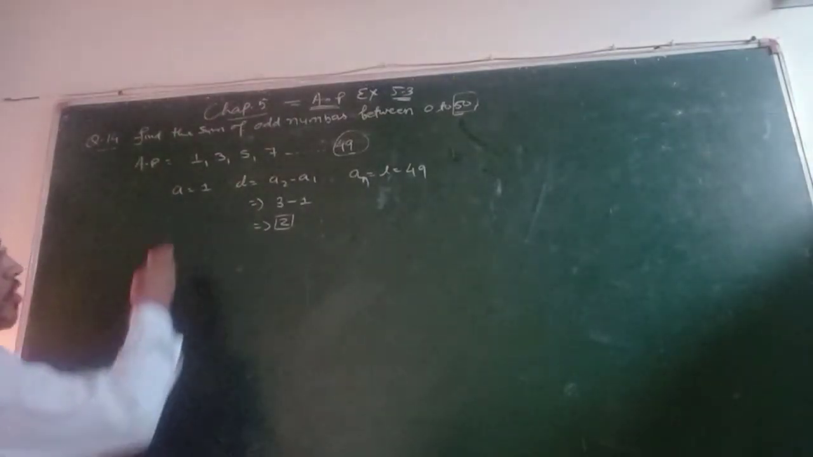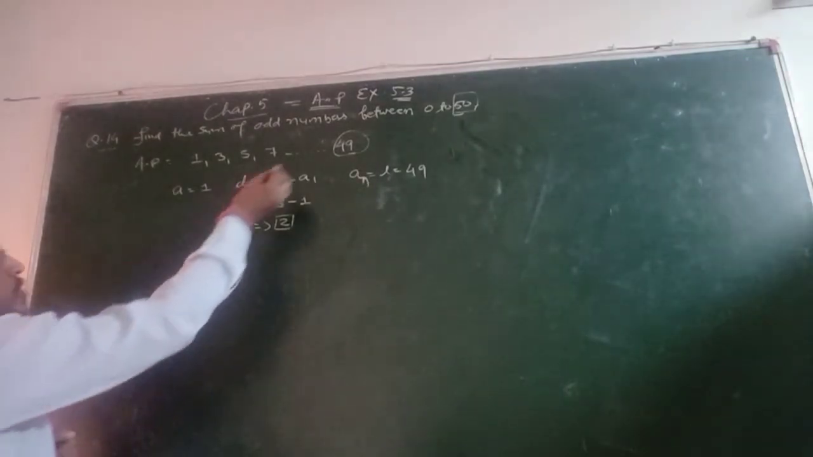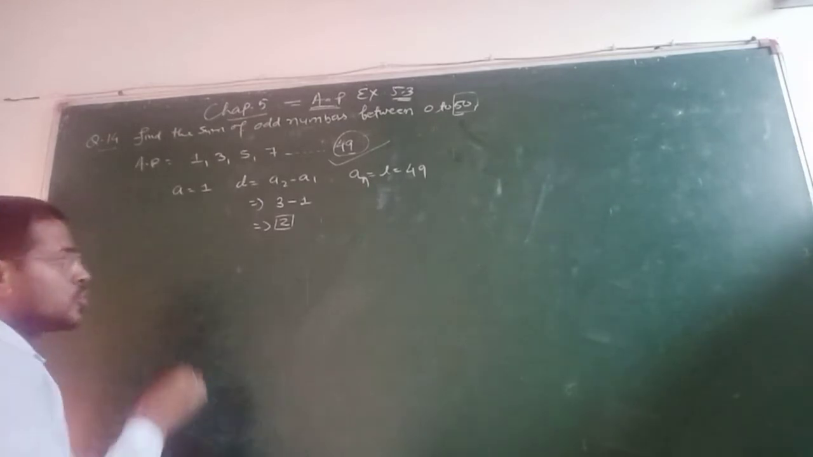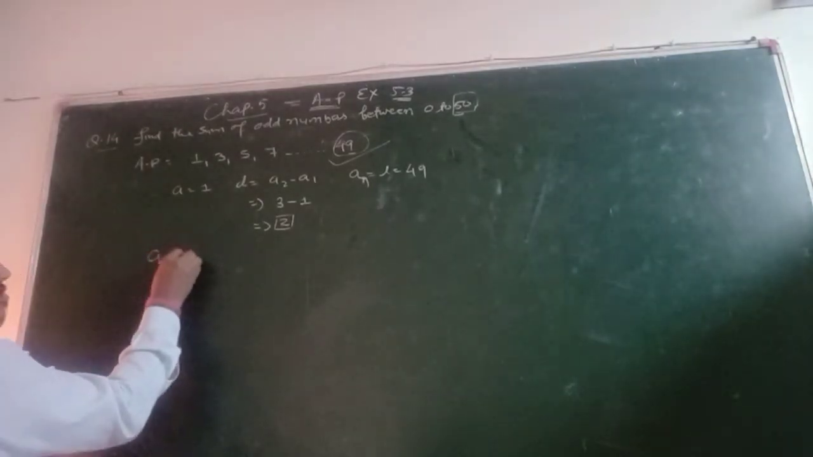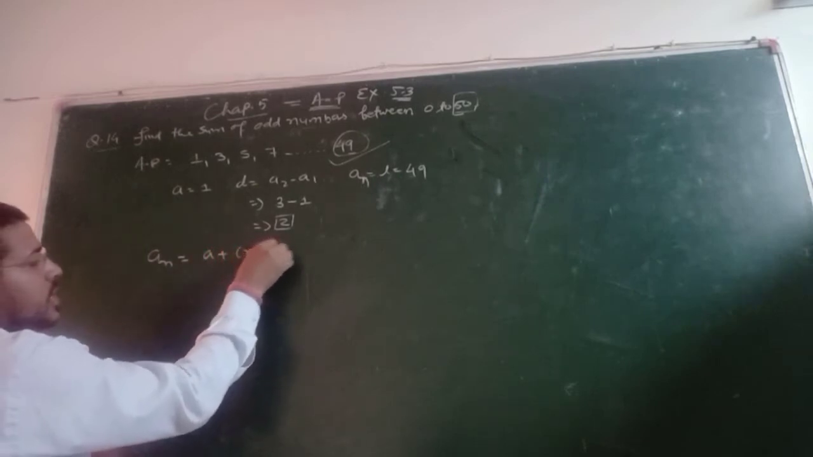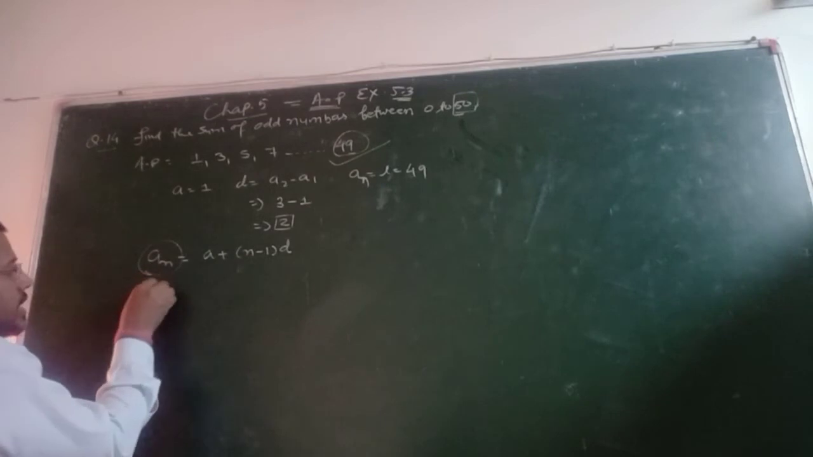Friends, this is all given to you. Now, what is to be done? You all know that when you have been given the last term, so we'll start from an. The formula will be a plus (n minus 1)d. The value of an we have is 49.